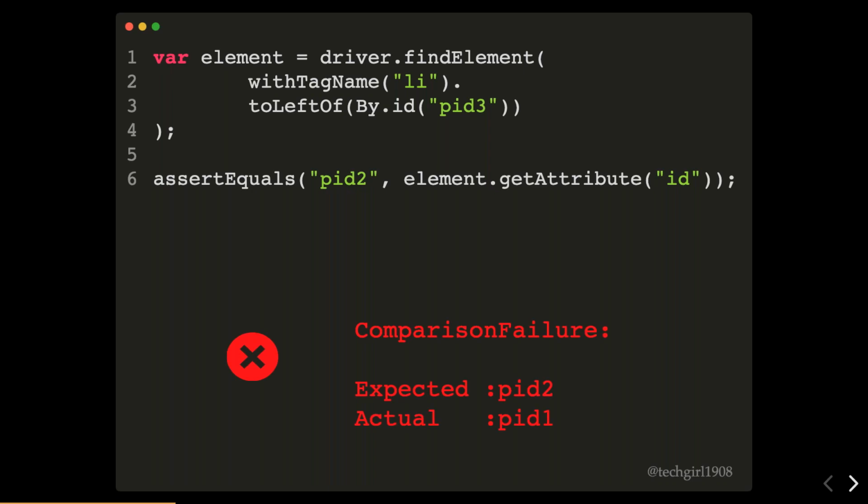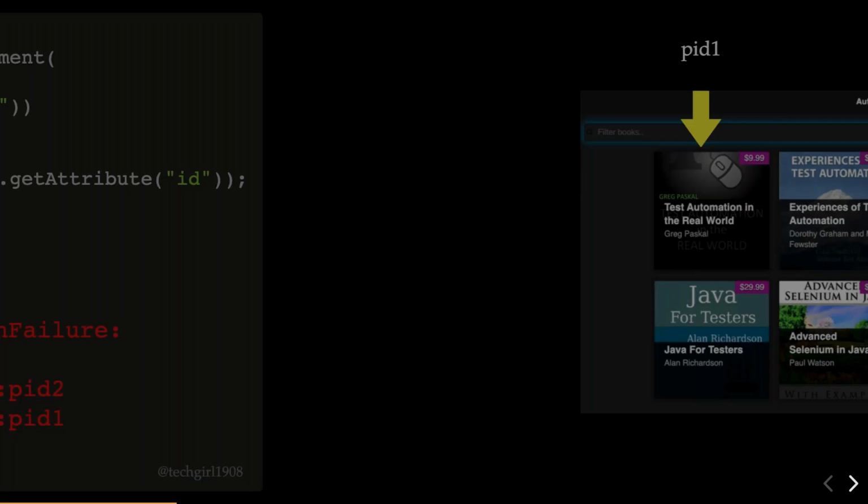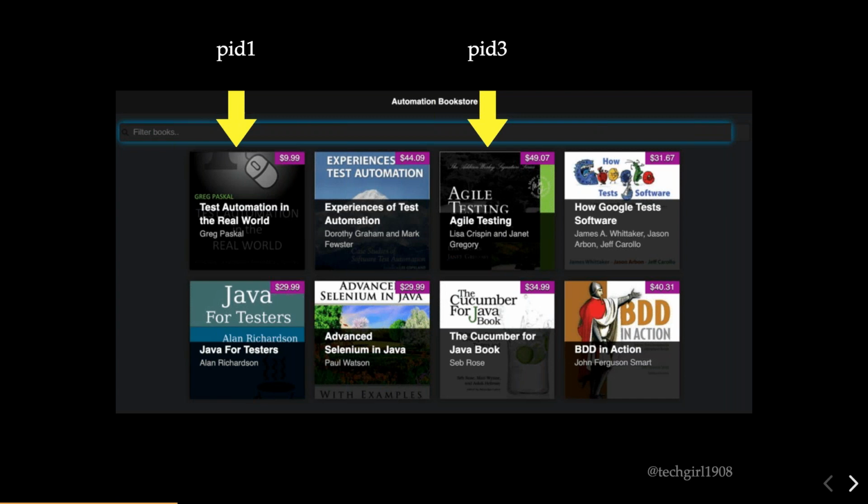But not so fast. Our test actually failed because the element found to the left of pid3 was pid1. What? Why is this? Well, let's go back to the application again. Just to recap, when we asked for the element to the left of pid3, we were given pid1. It's not the element that's immediately to the left of pid3, but it is indeed to the left.